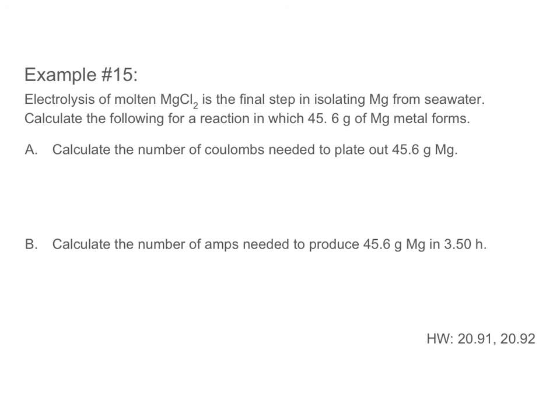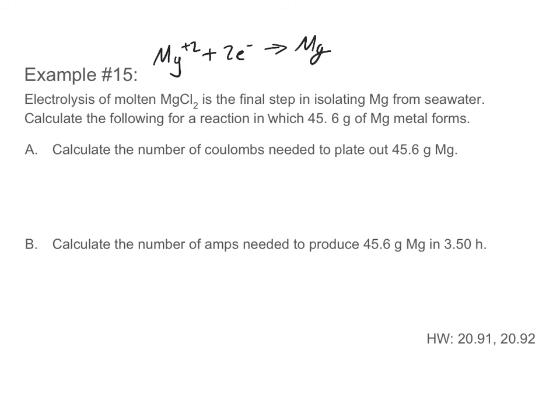All right, now, the electrolysis of molten magnesium chloride is the final step in isolating magnesium from the seawater. Calculate the following for the reaction, in which case you are trying to get 45.6 grams of magnesium. So remember, there's the inverse relationship between the amount of coulombs versus the amount of product formed. But because we're talking about the electrolysis of magnesium, the half reaction in question here is the magnesium half reaction. So we're really concerned about the fact that magnesium is that particular half reaction right there.